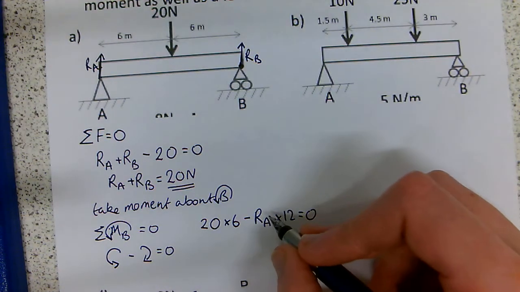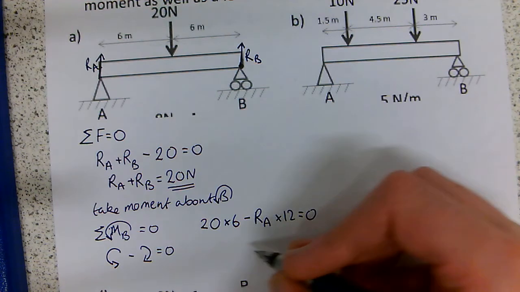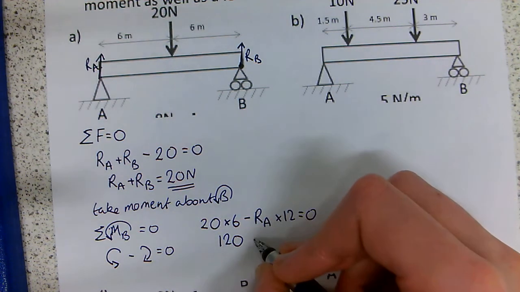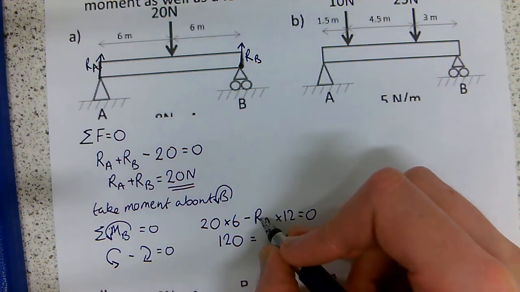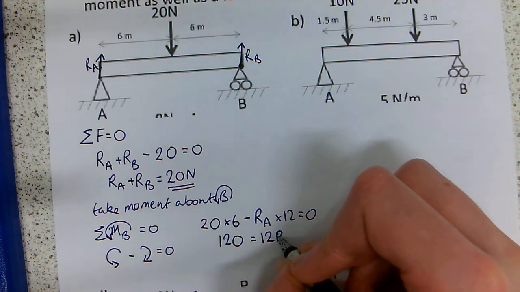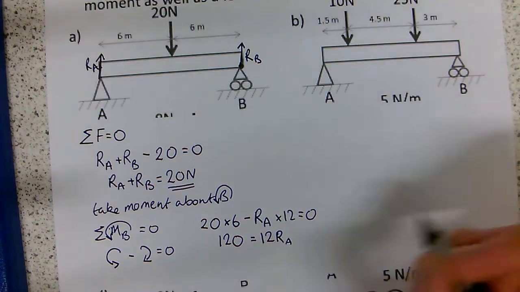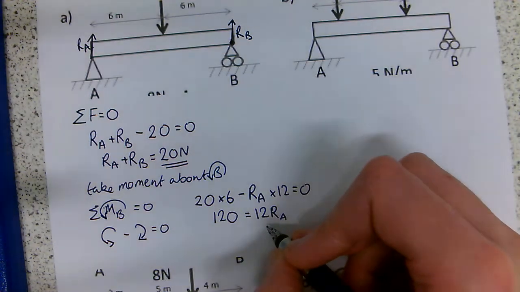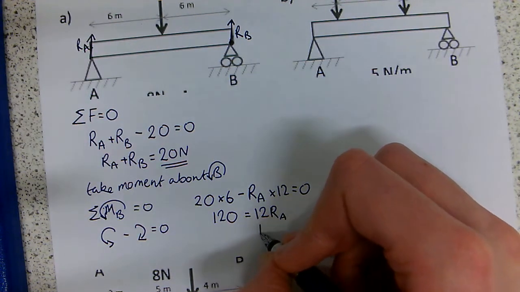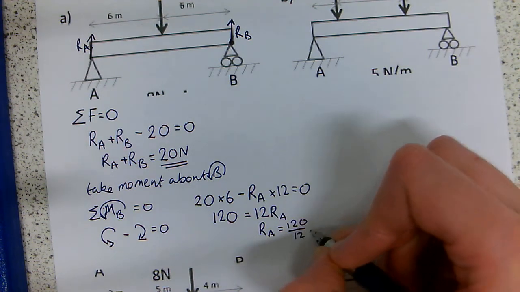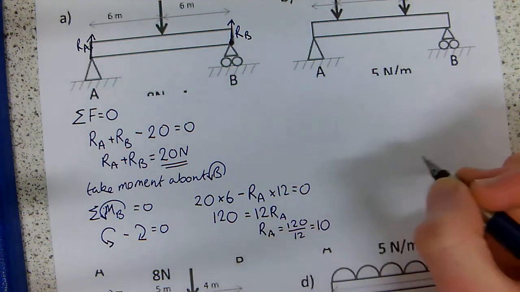So we simplify and rearrange this. 20 times 6 is 120. And then we're going to add 12 lots of RA to both sides. 12 RA is going to be equal to 120. And that lets us find our reaction force at A. It's going to just be simply 120 divided by 12, which is 10 newtons.